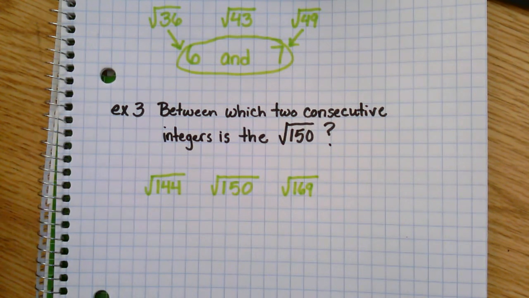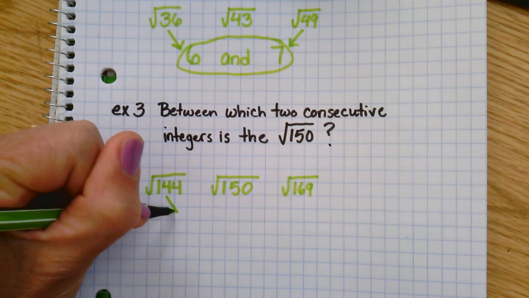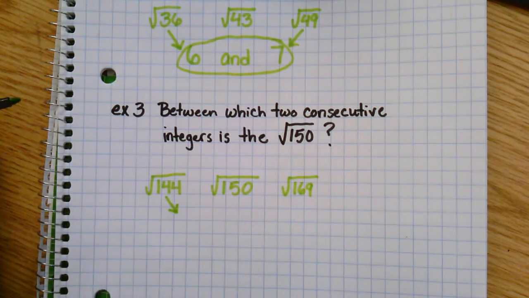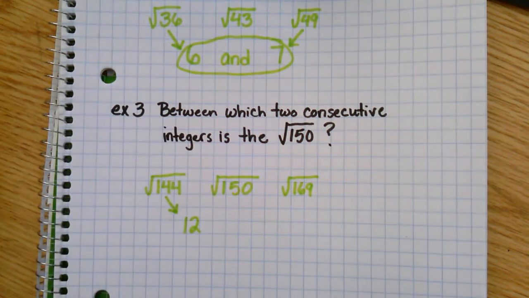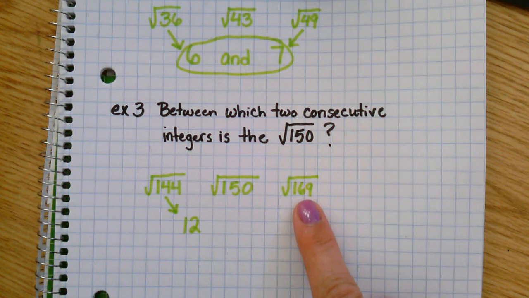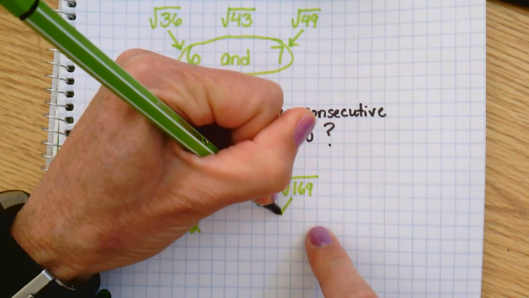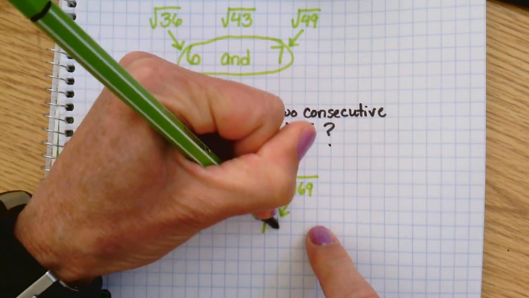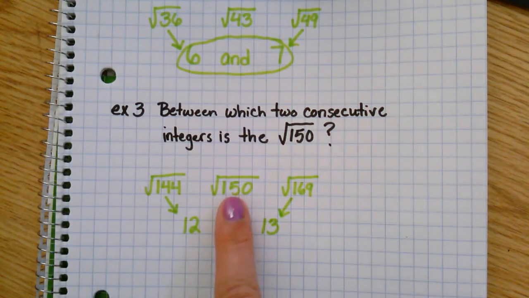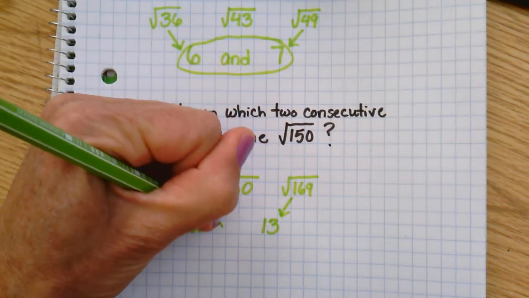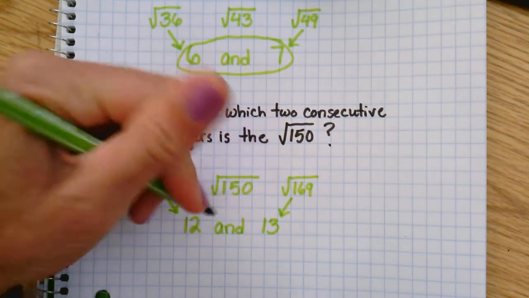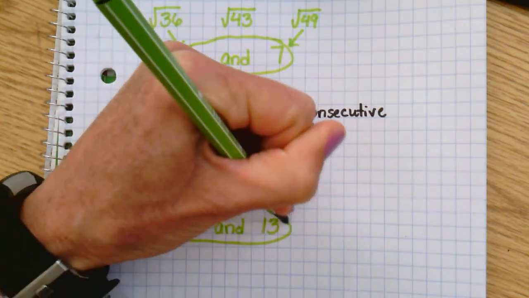Now let's find those square roots. What is the square root of 144, or what number times itself equals 144? And that is 12. What is the square root of 169? Well, I know that 13 times 13 is 169. So this tells me that the square root of 150 is going to be between 12 and 13.